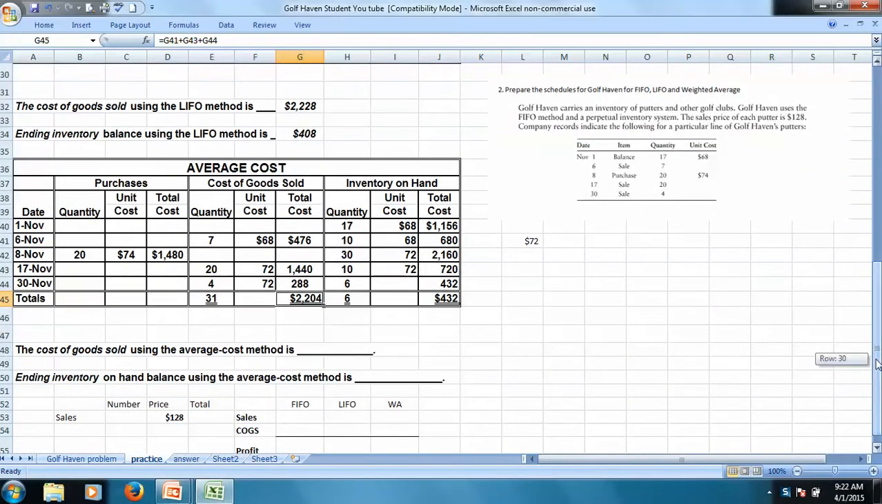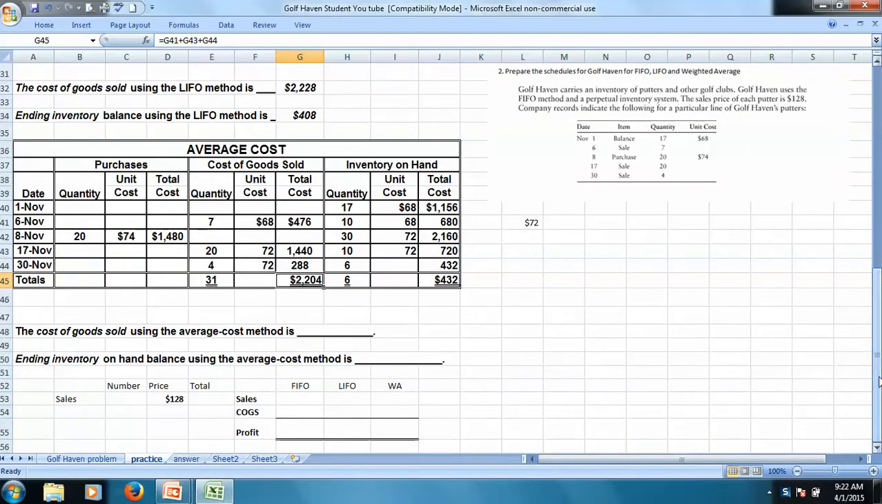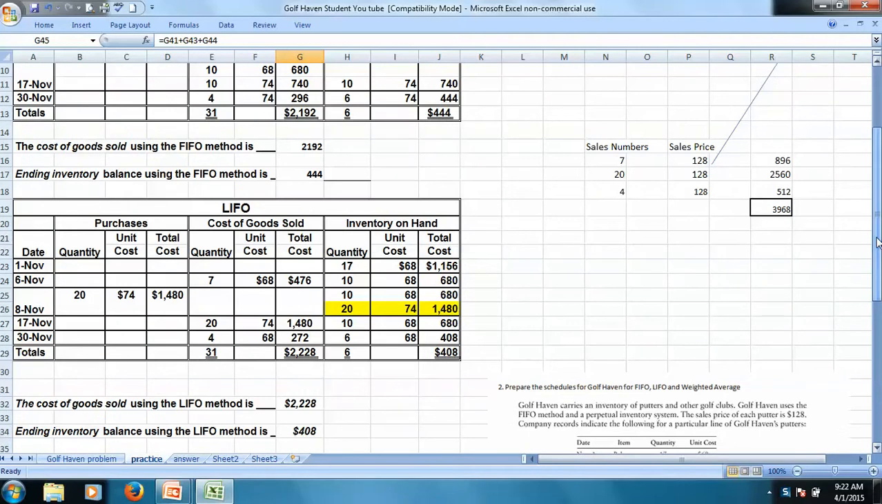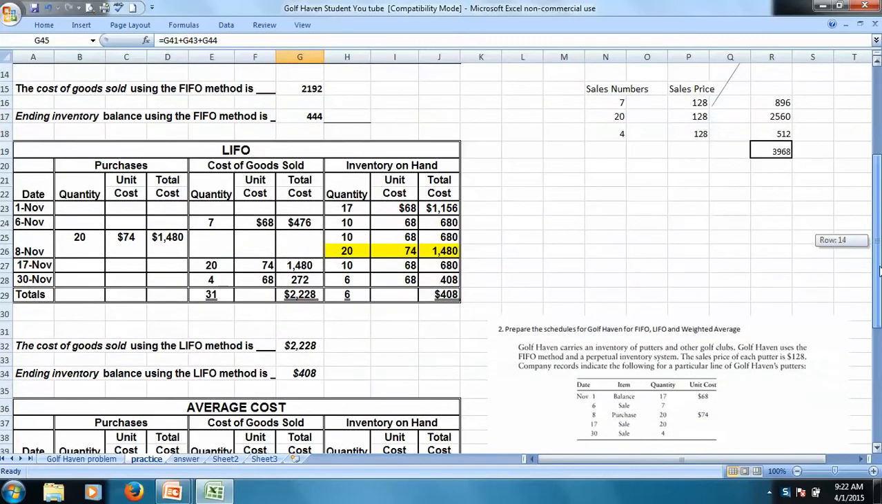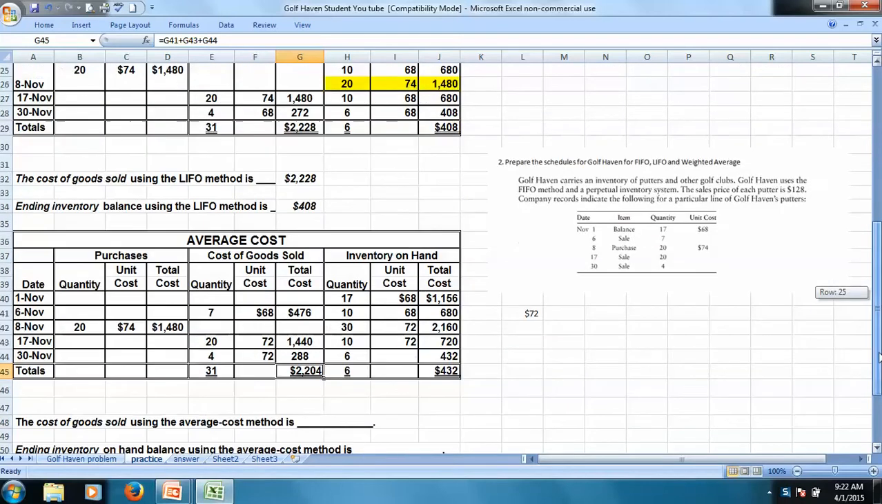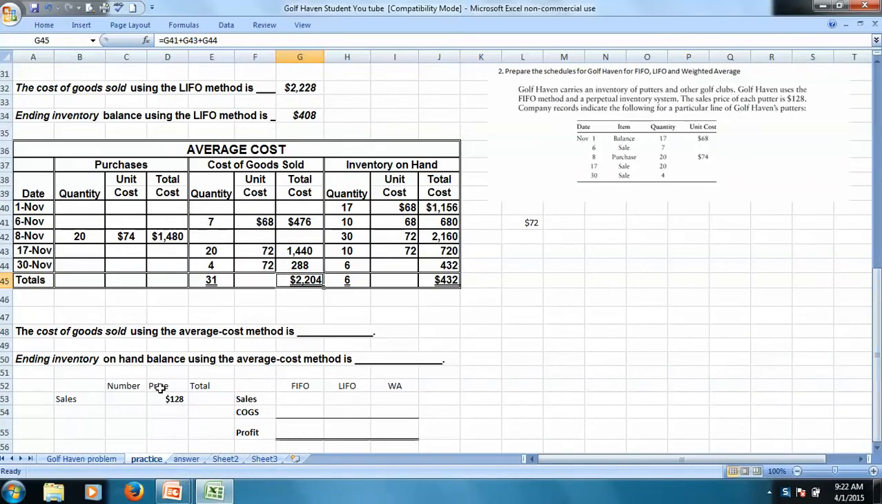So the very last step is to figure out the gross profit. And if you'll remember in video 1, we said that our total sales number up above, the total value of sales, taking the different numbers of sales times the sales price, under each method, our total sales dollars, sales revenue, was $3,968. We can go and write $3,968. That's how much, regardless of the method, that is what our sales revenue was.